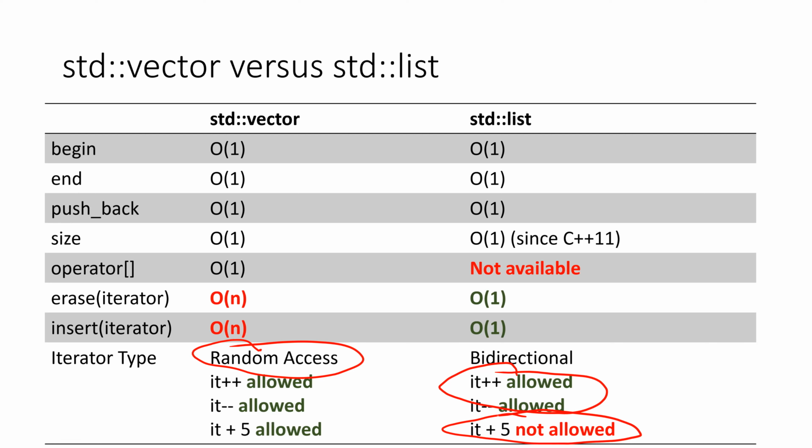+5 or +1,000,000 cannot be efficiently implemented for a list, so it just won't compile. Okay, you try to do that, it won't work. And it's doing you a favor, because if you actually wanted to use that, the compiler is telling you that it doesn't make a lot of sense, maybe you should think about vector.